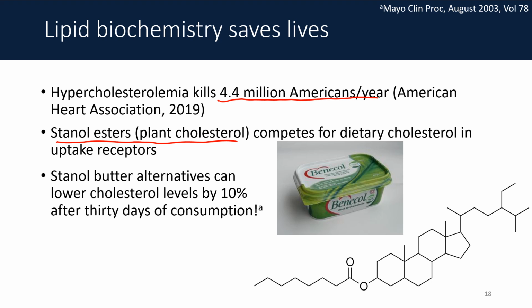In fact, stanols, an example of one is shown over here, they compete for the cholesterol uptake receptors lining our guts. So, some entrepreneurial scientists decided to incorporate stanols into butter alternatives like Benecol, shown here. And you can buy this in the supermarket right now. It's a little pricey, but I actually like how spreadable it is.